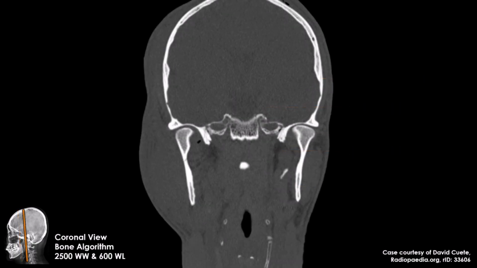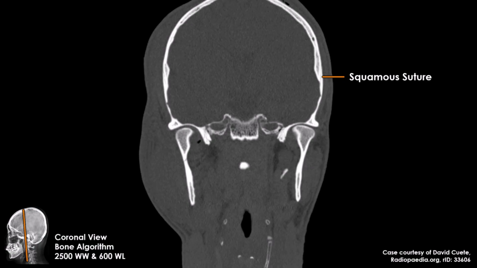Finally, one more image of the face. This coronal image represents basically the most posterior aspect of a typical CT facial bone scan. We can see the squamous suture, which again is the joint between the parietal bone and the temporal bone. Above this line is the parietal bone, and below this line is the temporal bone.